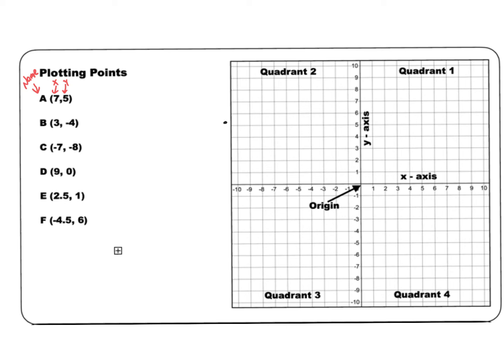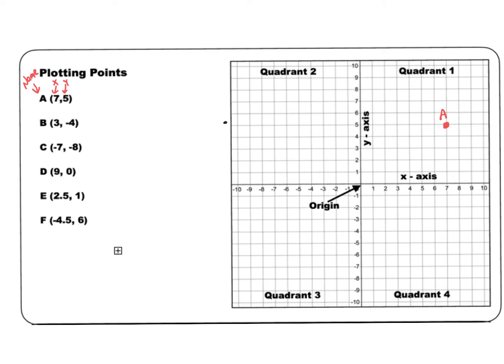So we've got (7, 5). What we do is go over to 7 in the positive direction, because this is positive 7, and then we go up 5, and this is the point right here. After we do that, we label the point A. And we can do the same thing for B.